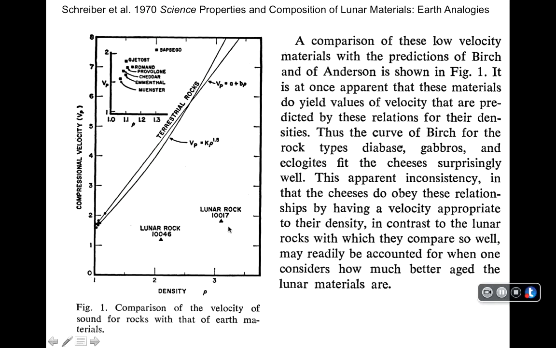Okay, so again, saying that the lunar rocks and the cheese have the same density, the cheese also fit on the extrapolated data for the terrestrial rocks, so clearly the logical conclusion would be that the interior of the moon could be made of cheese. It has the right density and it has the correct Vp density relationship to fit with Earth rocks.